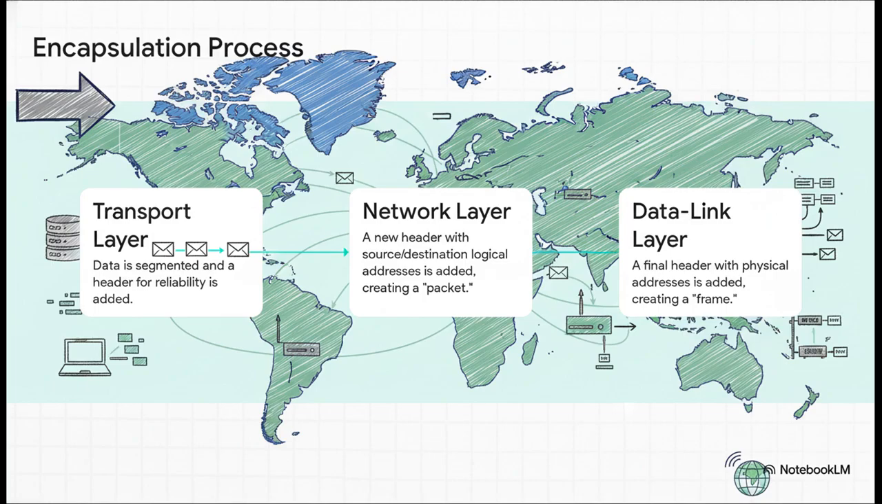It's all about layers. First up, the transport layer breaks the data into what we call segments. Next, the network layer slaps on a new header with the destination IP address, and this is what creates the famous packet. And finally, the data link layer adds one last header with the physical address, creating what's called a frame. Now, with all its addresses and envelopes, our little piece of data is finally ready to hit the road.